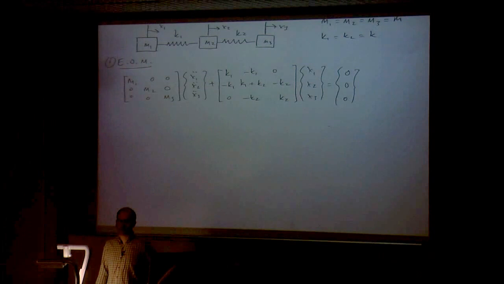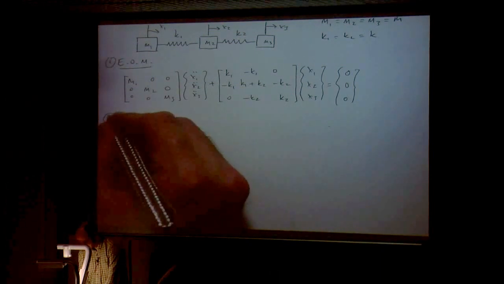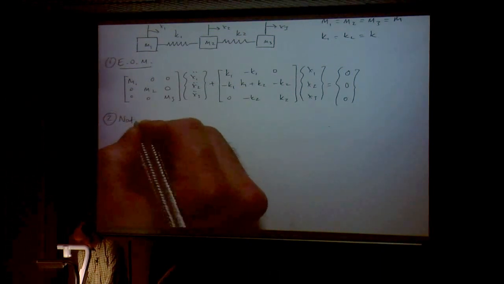We're making some assumptions at this point. We're assuming that the springs are linear, which is a reasonable assumption to make, and we're assuming there's no damping. And so what we do is we make our substitution now. So there's our equation of motion. Step 2, we find our natural frequencies.